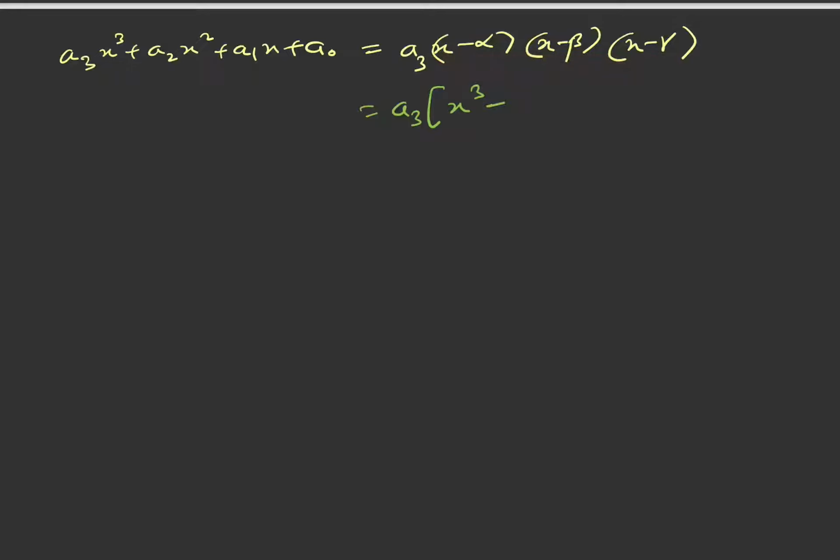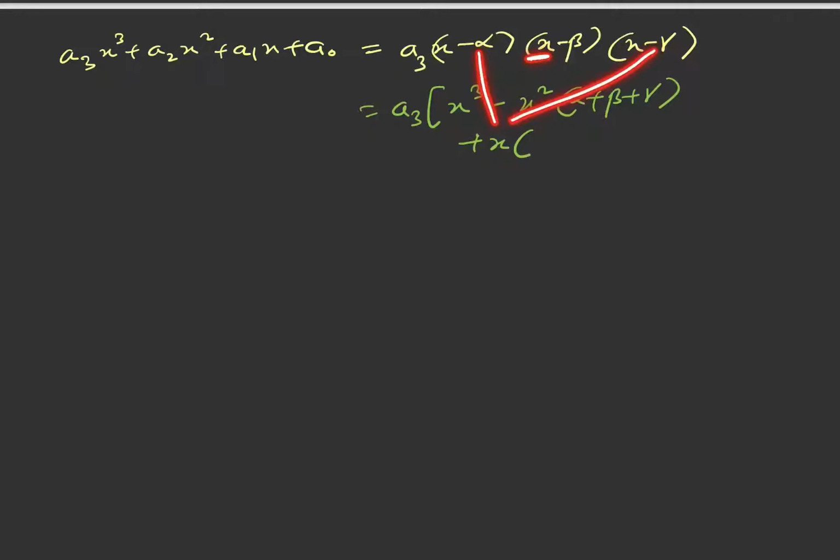Otherwise you can think like this: to get the coefficient of x square, in the multiplication you take one term from each bracket and write the product. To get x square you take x from two brackets and from the third bracket you take minus gamma, or minus alpha, or minus beta. So you get minus x square into alpha plus beta plus gamma as the coefficient of x square. And the coefficient of x will be what? To get x you take x from one bracket, and from the other two brackets you take the constants, minus beta and minus gamma, so this will be beta gamma into x.